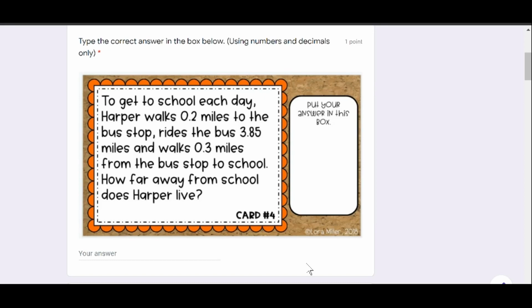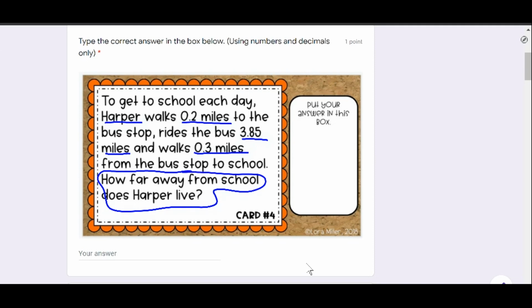Okay, super friends, we are going to solve some multi-step word problems dealing with adding and subtracting decimals. Let's get started on our first question. It says, to get to school each day, Harper walks 0.2 miles to the bus stop, rides the bus 3.85 miles, and then walks 0.3 miles from the bus stop to school. How far away from school does Harper live?